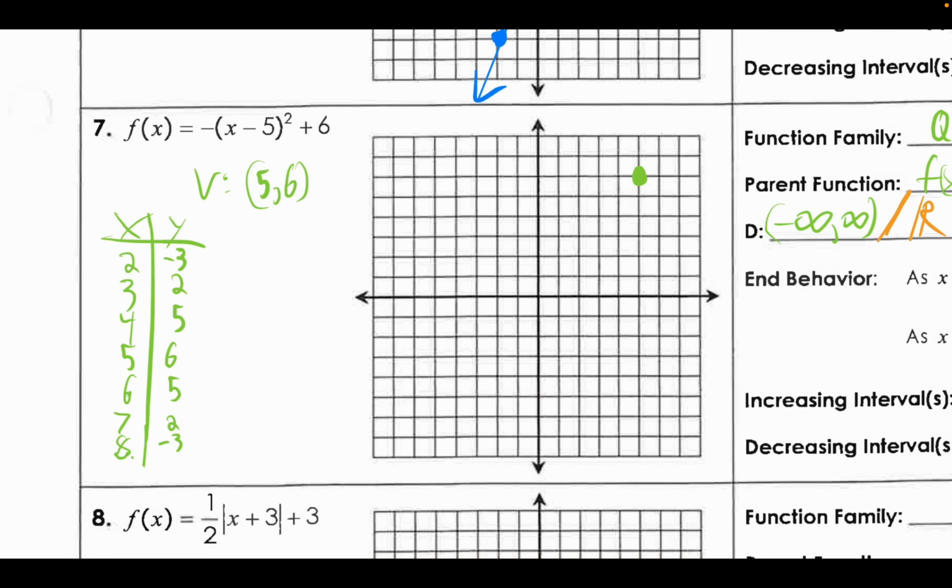So I'm going to plot the 7 points. So (2, -3), (3, 2), (4, 5). I already plotted the vertex, and now I plot the way down as well on the other side. And I have my graph.